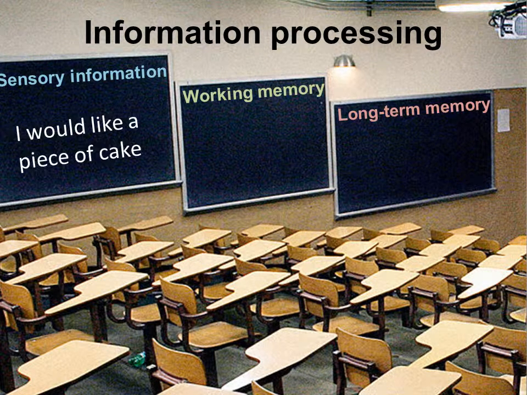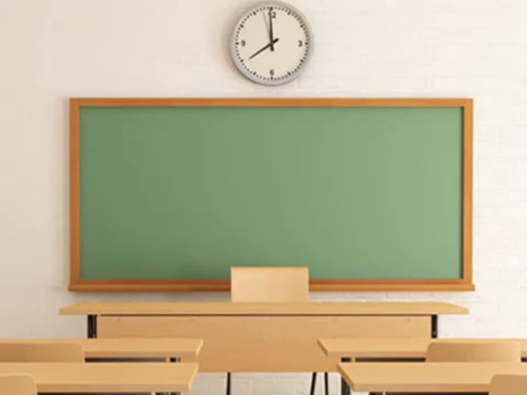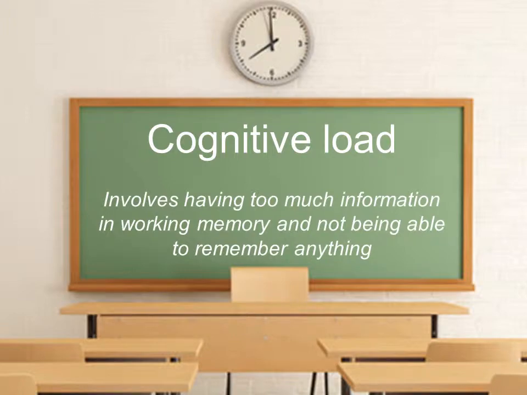It is very important for information to move from the sensory to working to long-term memory. Why? Working memory is very limited. Only a few things can be in the working memory at a time, and they can only be stored there for just a few seconds. This can cause problems in learning. When a student can't get information from working memory to long-term memory, they can become overloaded. Cognitive load involves having too much information in the working memory and not being able to remember anything.